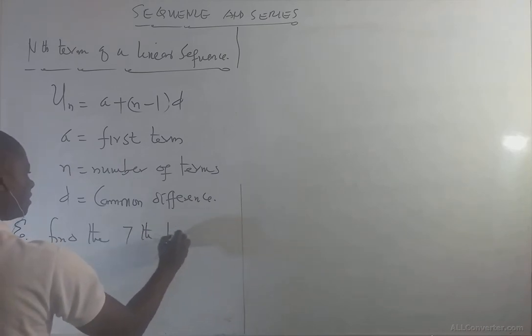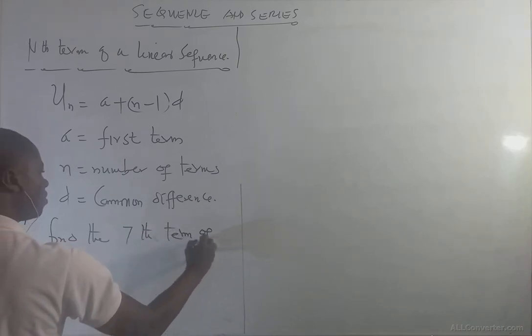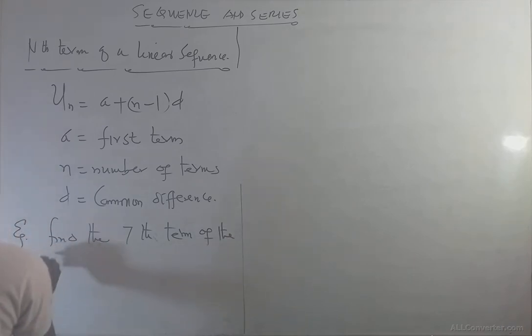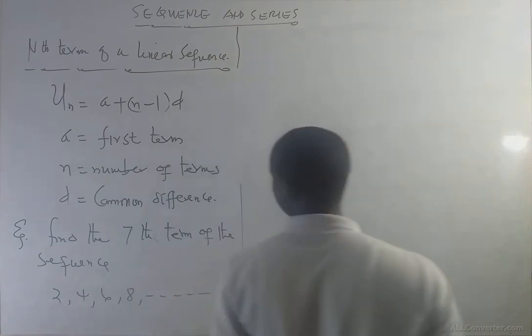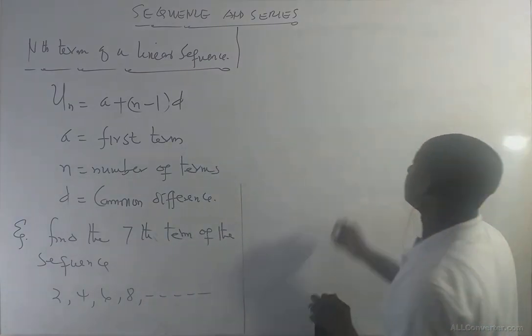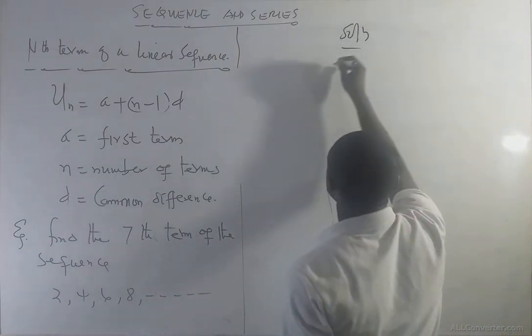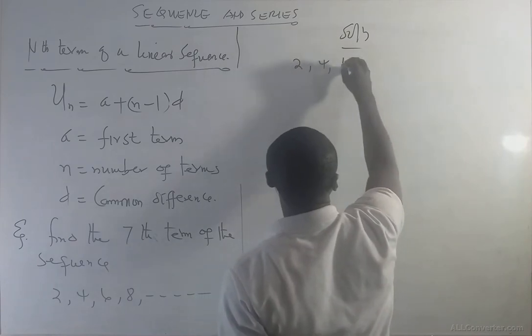Find the seventh term of the sequence 2, 4, 6, 8. So we have to find the seventh term of this particular sequence. Now, when you look at the sequence, let's see how best we can solve that. The sequence is 2, 4, 6, 8.